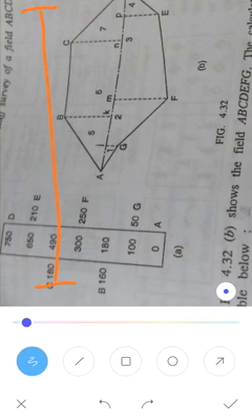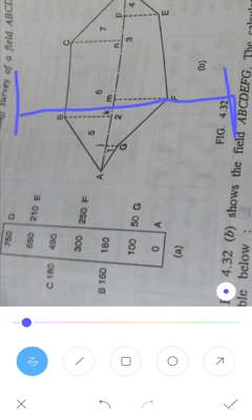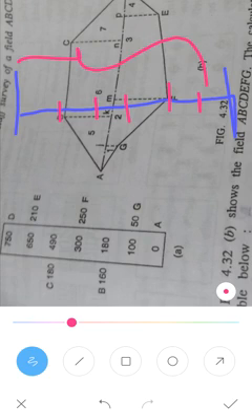Better I will write it this way. See here, this is the length, the first point and the last point. In the middle there are intermediate points, intermediate 1, 2, 3, 4, 5. So whatever I am showing here, that measurement is written like this.